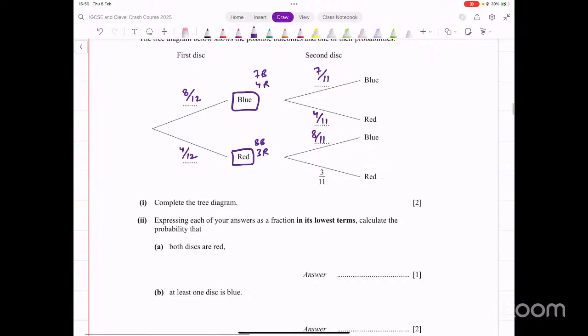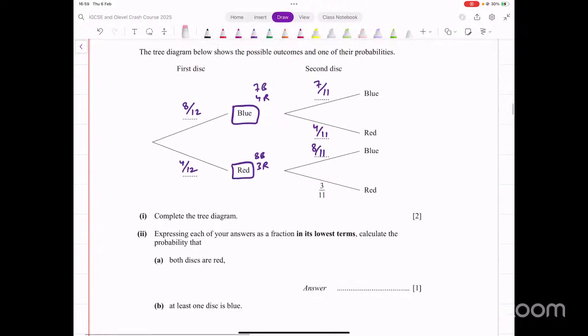Now they're saying, expressing each of your answers as a fraction in its lowest terms, calculate the probability that both discs are red. Okay, now look at the tree diagram. Both discs being red, what case is that? This and this, right? In this case, both discs will be red. What do we do with these probabilities? We're going horizontally. We multiply these probabilities. 4/12 and 3 out of 11. 4/12 times 3/11. You can see what that is. It's 12 over 12 times 11, which simplifies to 1/11. This is 1 out of 11. Okay, that's the result that we get from this.